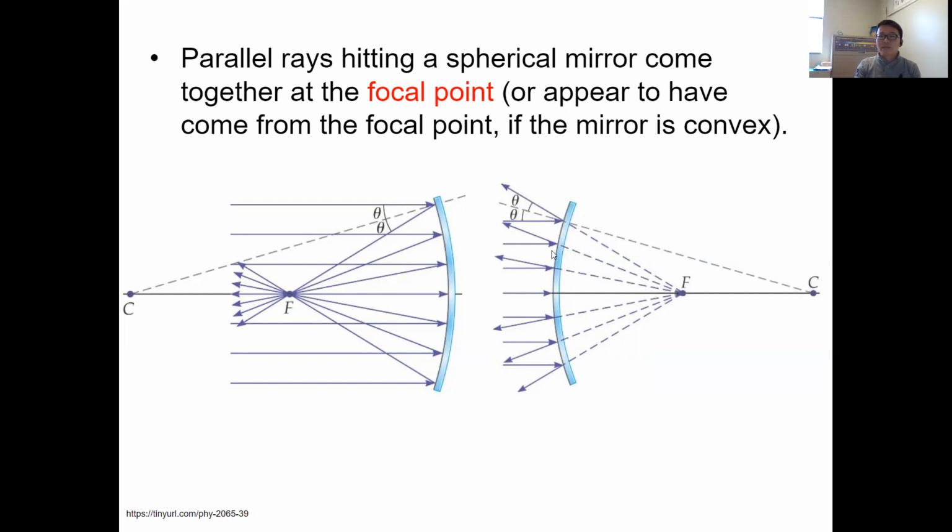You look at this triangle there. So this should also be theta, and this should also be theta. So if angle theta is small enough, then the focal length is equal to 1/2 the radius.